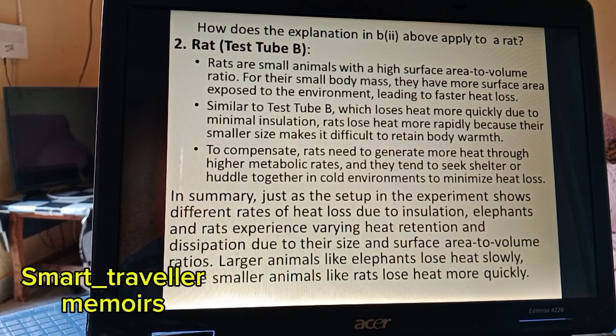In summary, just as the setup in the experiment shows different rates of heat loss due to insulation, elephants and rats experience varying heat retention and dissipation due to their size and surface area to volume ratio. Large animals like elephants lose heat slowly, while small animals like rats lose heat more quickly.